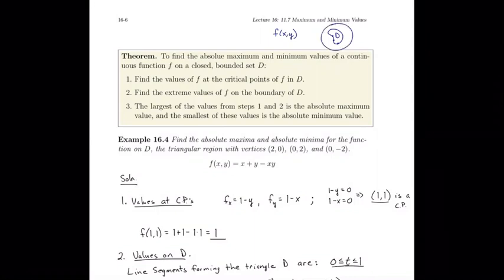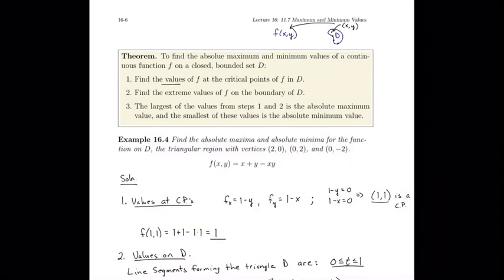So closed bounded set D, and recall that we're interested in points x comma y in this closed bounded set because those are the points that we plug into the function f, and it gives us some real number output. So we're looking to maximize or minimize the function f on a closed and bounded set, and the way to do this is two steps.